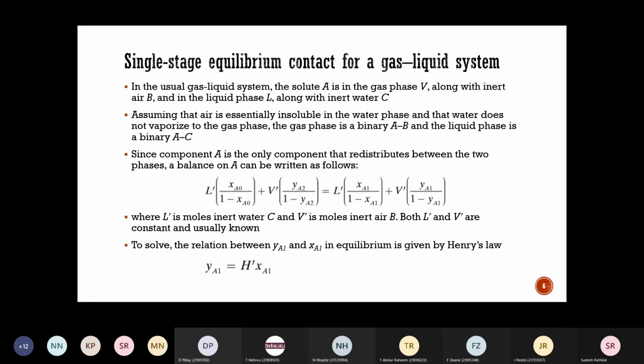Once again, previously we spoke about any system, any two phases. Now we're talking very, very specifically about your gas liquid system. So in the usual case, gas liquid system, the solute A is in the gas phase, which is in the V phase, along with the inert gas that we've got in the gaseous system, which is called component B. And in the liquid phase, you've got L, along with the inert water phase, which is C.